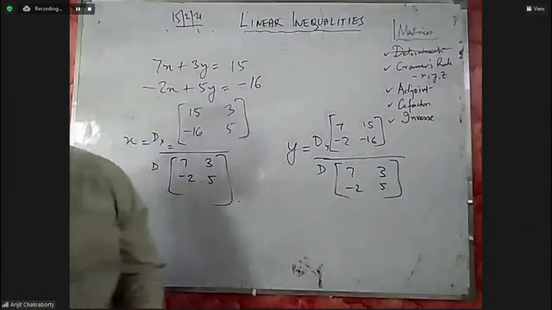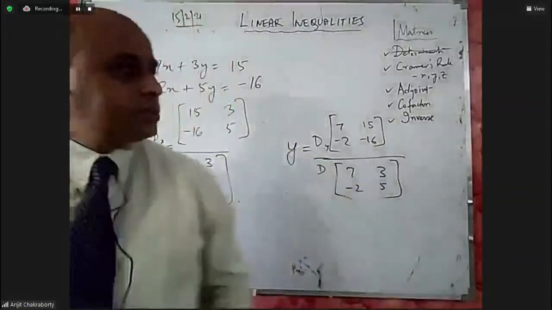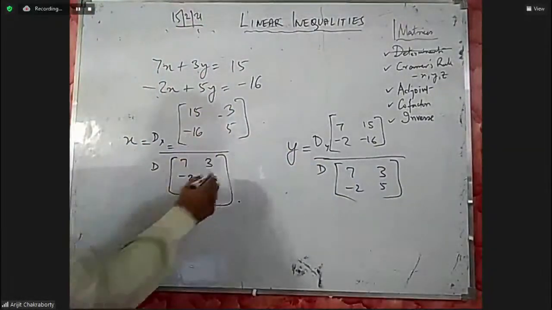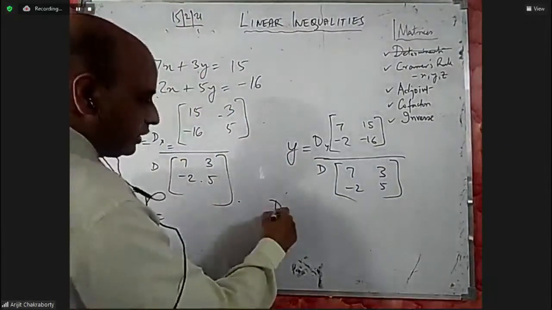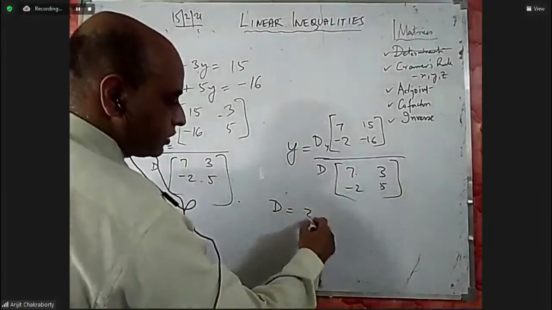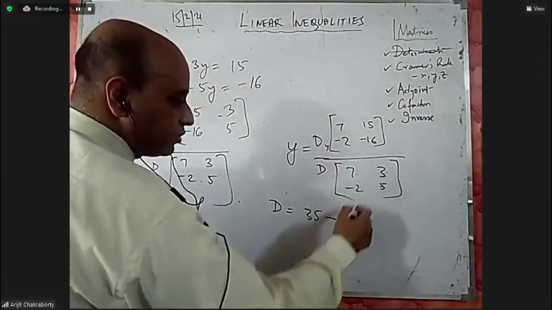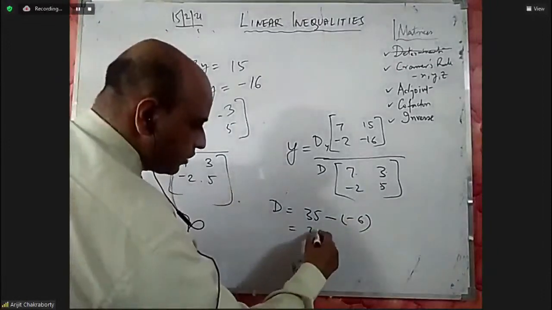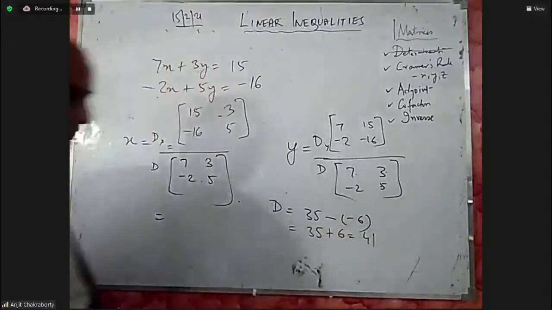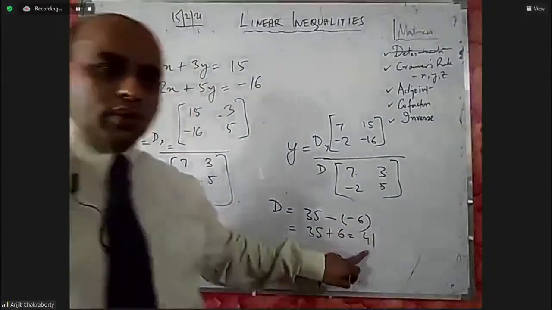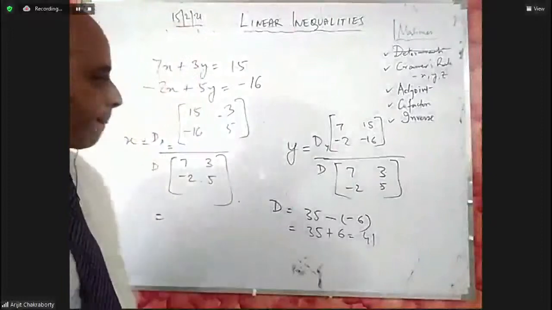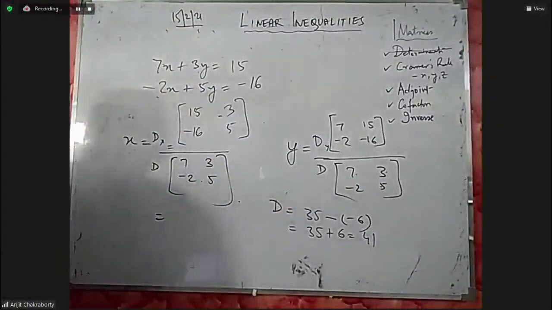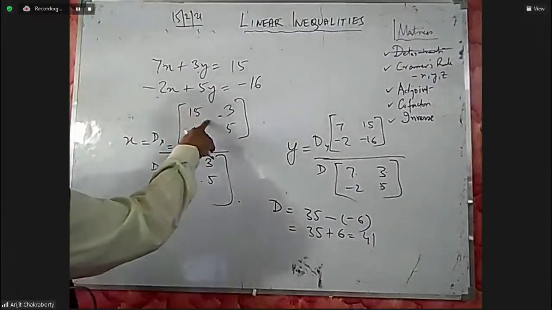Okay, so let us see if we are getting the right answer, and let's work it out. Let me first work out d. D is equal to 5 7s are 35 minus of 3 into 2, that is minus 6. That gives me 35 plus 6, that is 41. I am getting 41 as the value of d, which is the determinant here, and it is the denominator as well. Now let us find what is the condition here.